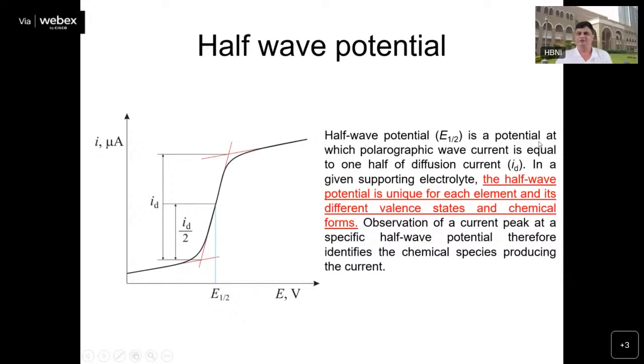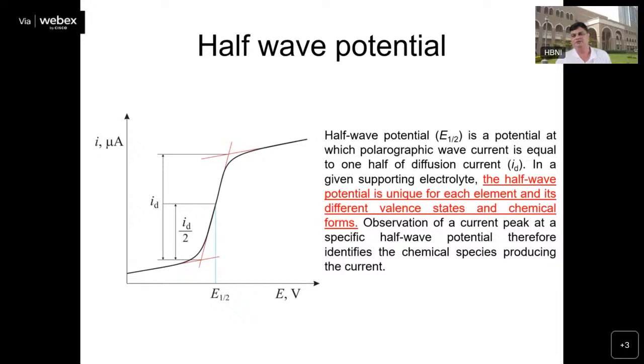So half-wave potential is the potential at which the polarographic wave current is equal to one half of the diffusion current. In a given supporting electrolyte, the half-wave potential is unique for each element. And most important, it's not only unique for each element, it's also different for different valence states and chemical forms. So these are very important.